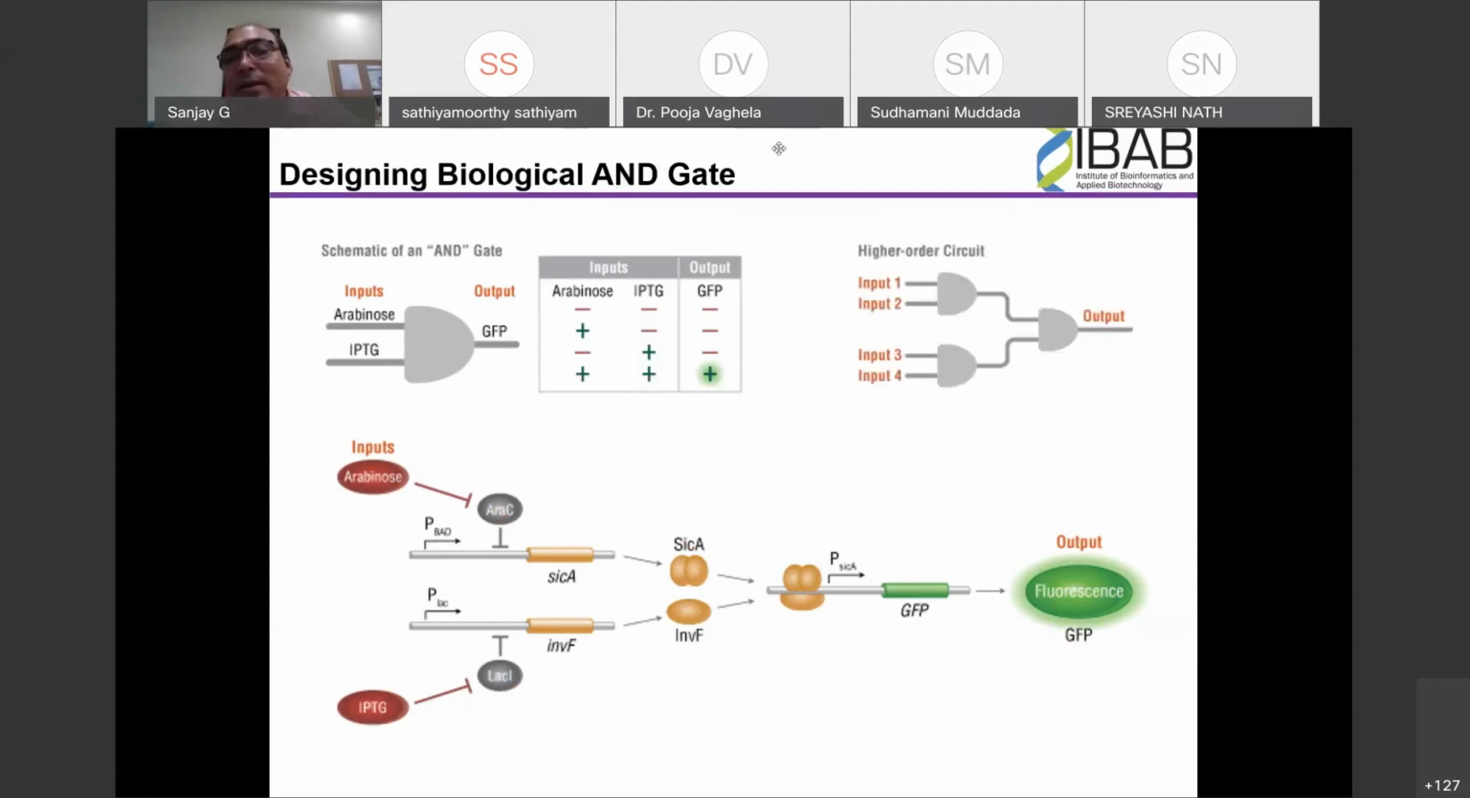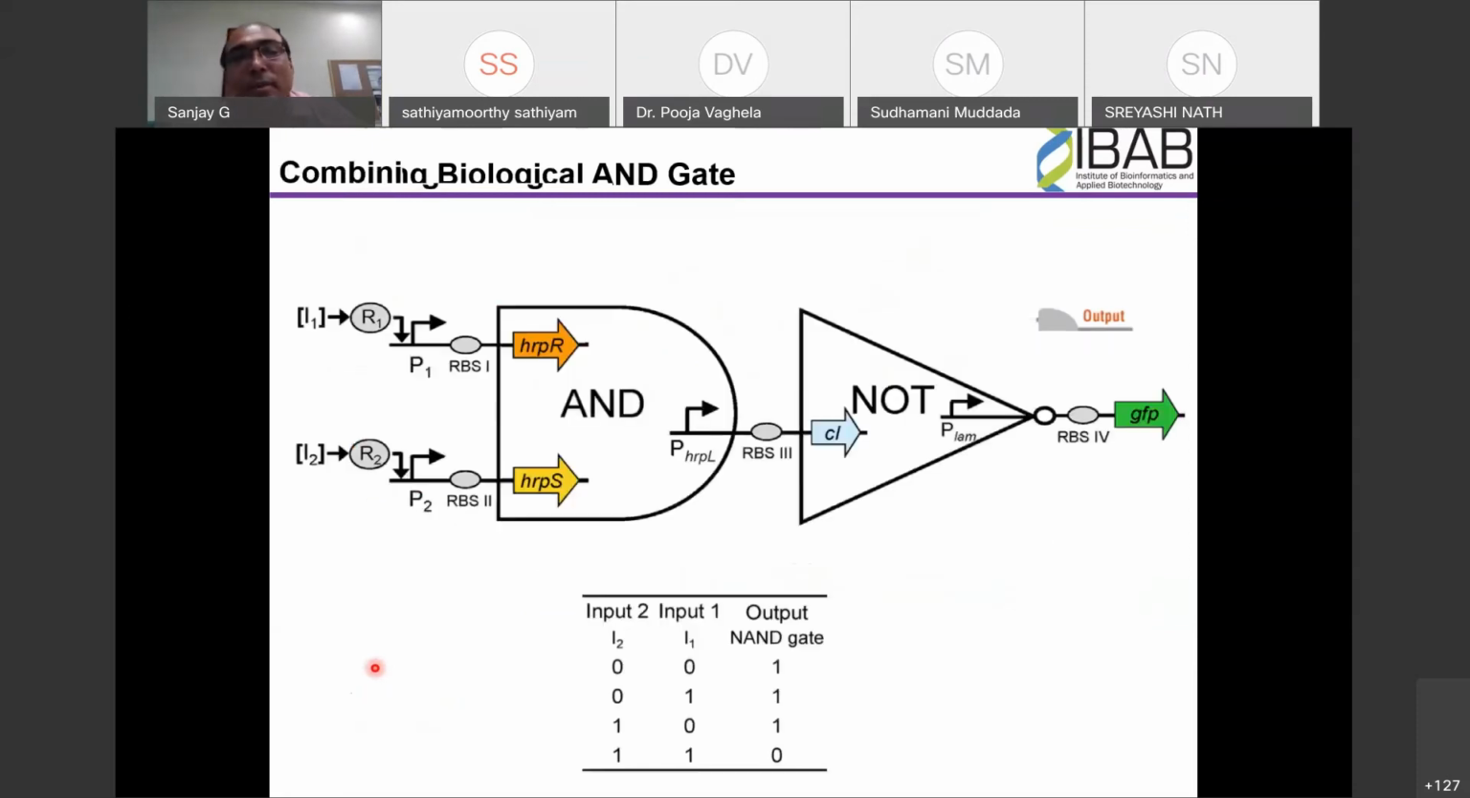That means only when input A and input B are both there, the gene will switch on. It's like an electrical circuit. In principle, these can be integrated to make higher order circuits, and that is the backbone of synthetic biology, because you can control the expression of a gene just by adding an inducer from outside of the cell.